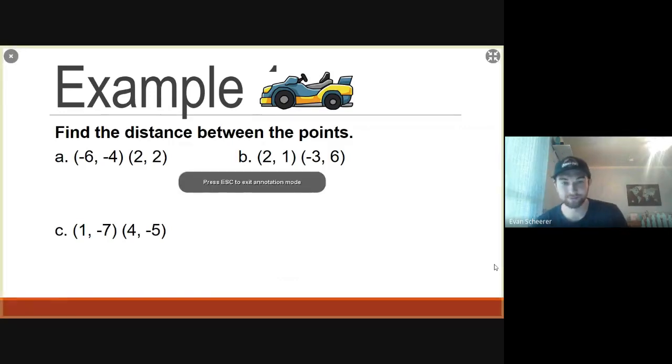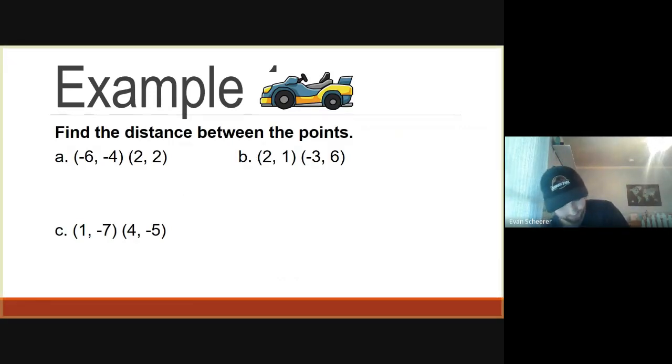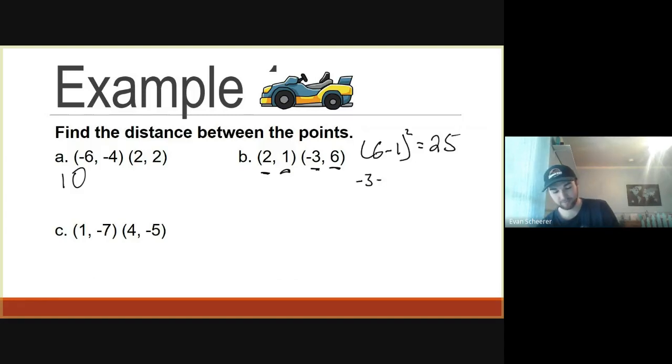So let's do the second one. Here we got 10 for the first one, let me write it down. For the second one, we have y2 minus y1 squared, so that's going to be 6 minus 1 squared, which is 5 squared, which is 25. And then we have x2 minus x1 squared, which is minus 3, minus another one, which is a negative 4. Well, negative 4 times negative 4, remember, is positive 16.